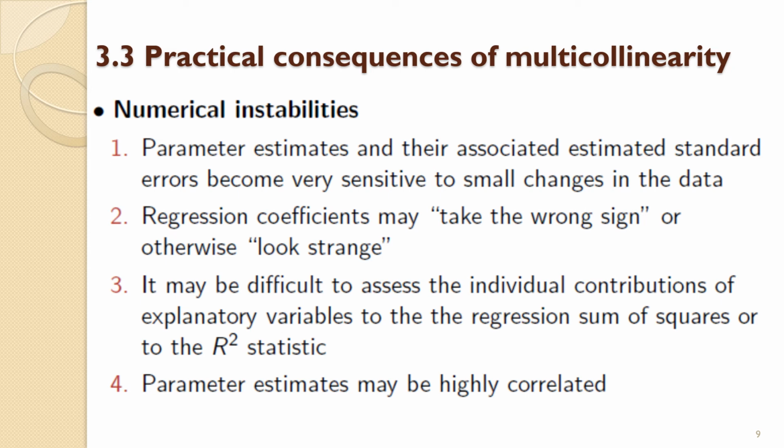It's possible that it's difficult to assess the individual contributions of the x variables to either the regression sum of squares or the r squared statistic. Again, this is just another way in which it's hard to isolate the impact of the individual x variables on the y variable, which I think in practical terms just repeats that you're likely to see high r squared values and low t values. And again, you might see that parameter estimates that you get from the regression model are highly correlated. This is often an indication that you've got some sort of numerical errors in your computational routine.